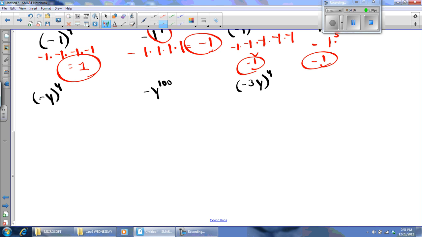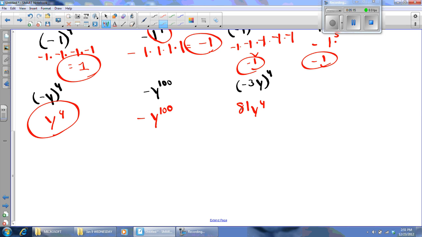So I've got negative y to the 4th power. So that's negative y times negative y times negative y times negative y. It's going to be y to the 4th power. It'll be a positive. On this one, I don't have parentheses, so the negative is not being raised to the power of 100. So I'm going to have a y to the 100, but then I'm going to make it negative. This one here, I've got a negative 3 to the 4th power. It's going to be negative 3 times negative 3 times negative 3 times negative 3. It's going to be a positive 81 and a y to the 4th.